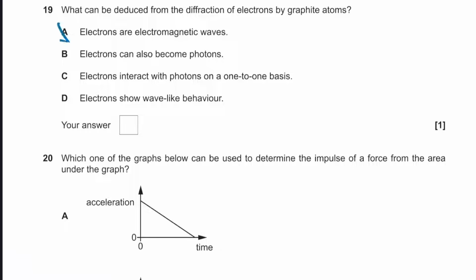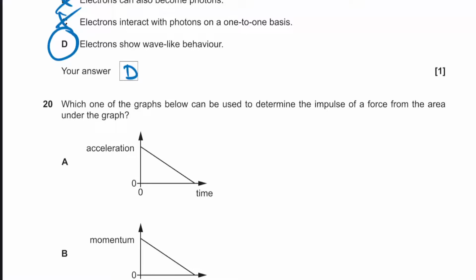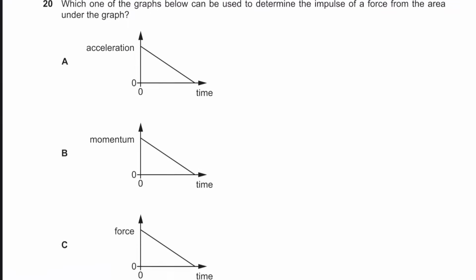Electrons are EM waves. Rubbish. Electrons can also become photons. Rubbish. Electrons interact with what? It's photoelectric stuff. They show wave-like behavior. I stand corrected. That's the easiest multiple choice question of all time.